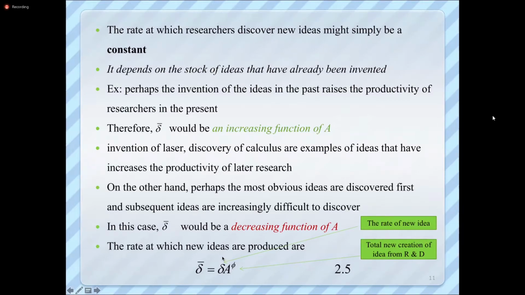Okay, right. So we have looked at two important equations. We have started with a very basic equation. From that equation, we are now expanding it into the actual general production of ideas. So we have expanded one variable, which is the rate at which new ideas can be produced. It depends on, one, the rate of new ideas, and second, the total new creation of ideas from R&D.